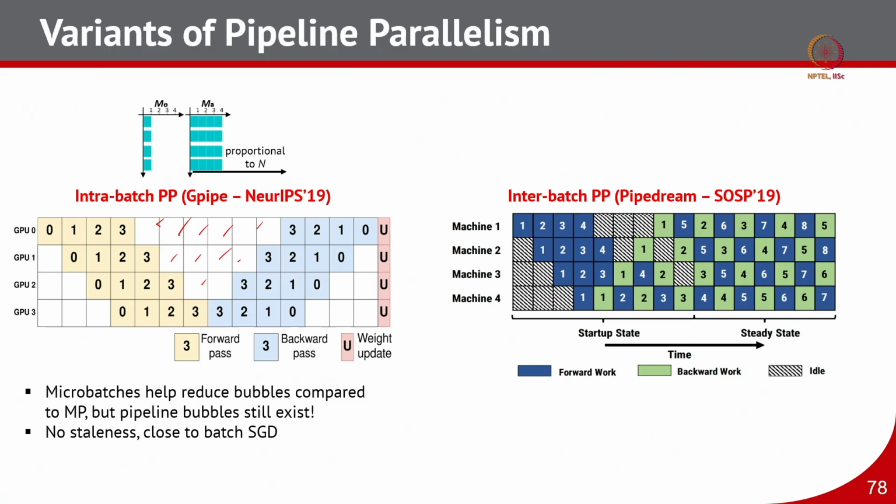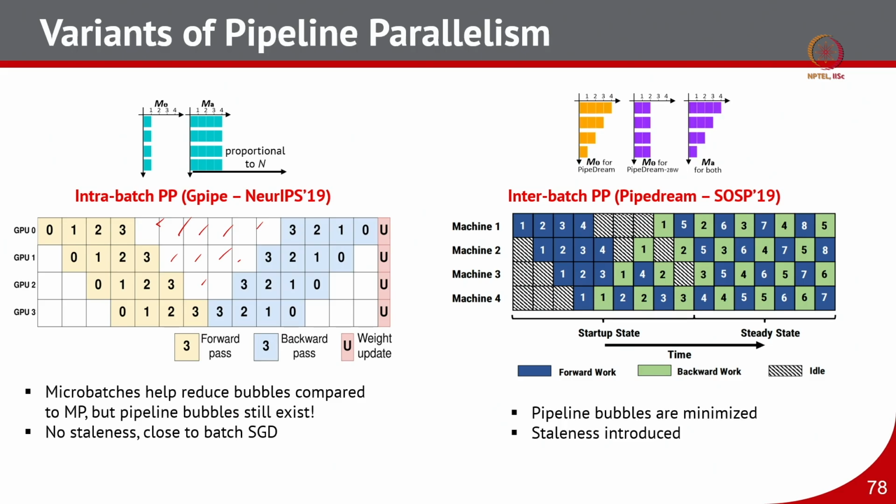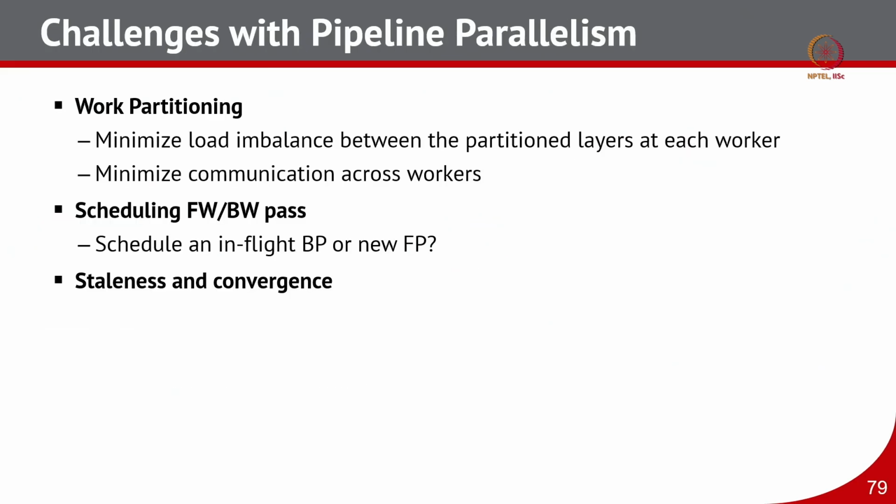Now, instead we can perform inter-batch pipeline parallelism, which was published in SOSP 2019, and the paper name is PipeDream. You can see that pipeline bubbles are minimized. There are almost no pipeline bubbles, very few, but then some staleness is introduced. We will see how the staleness is introduced.